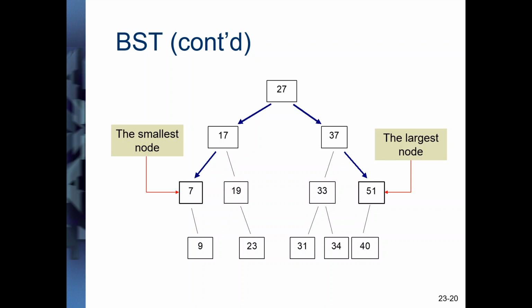So don't assume that your largest or smallest value is going to be a leaf. And here the tree node that contains 7, the tree node that contains 51, those are not leaves because they do have something that is below them. So make sure you understand that about binary search trees. Again, notice everything is in order here in this binary search tree.